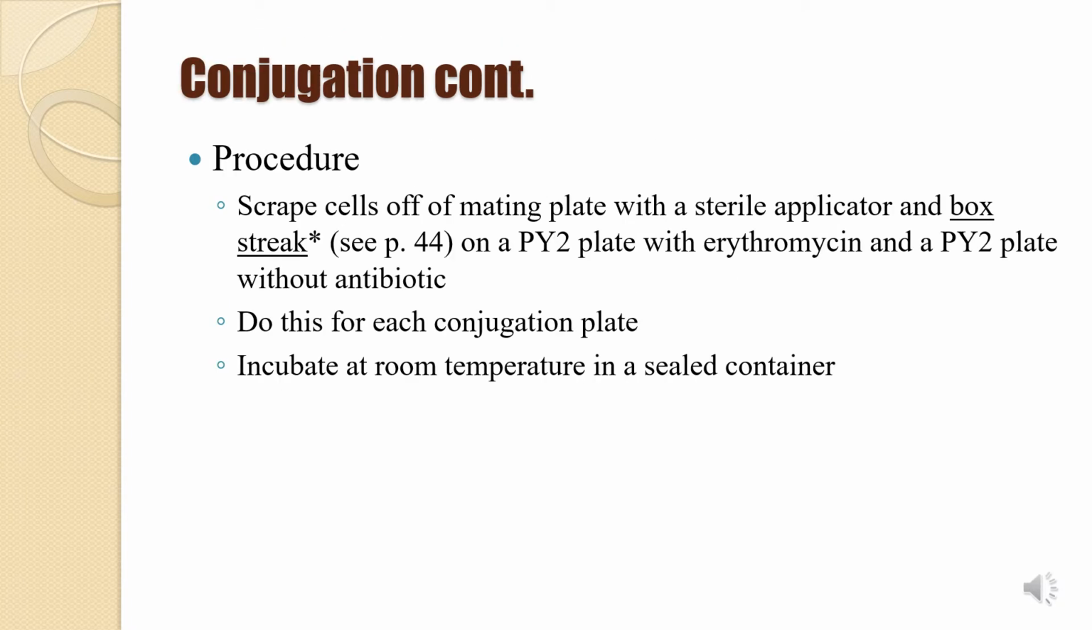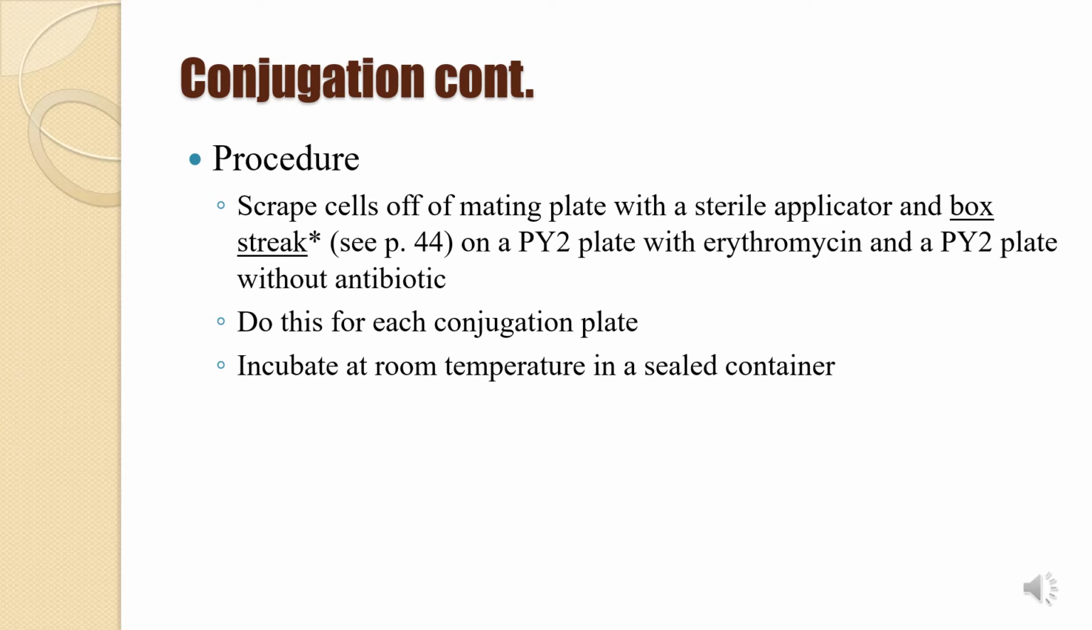The procedure for this experiment will go as follows. We will be scraping the cells off our mating plate with a sterile applicator and then box streaking them onto two different PY2 plates, one with erythromycin and one PY2 plate without the antibiotic. If you're unsure what a box streak is, you can turn to page 44 in your lab guide or watch the demo video for this experiment, and it will be explained in both of those locations.